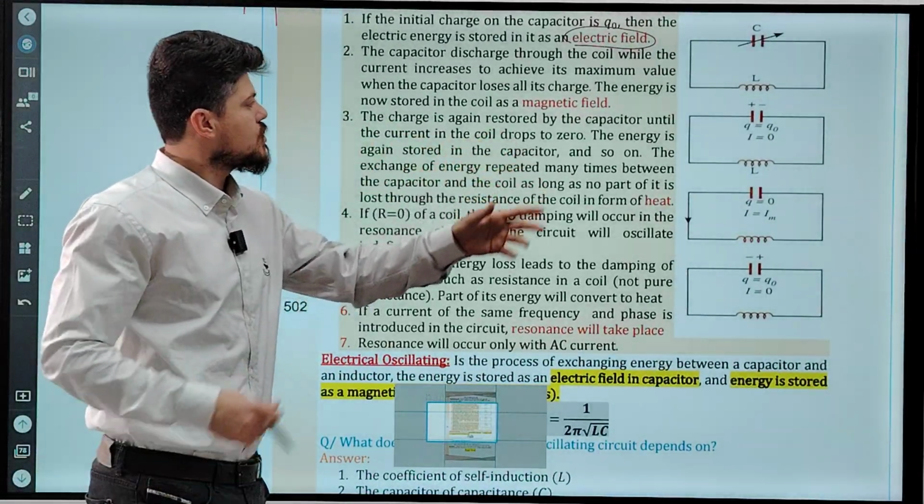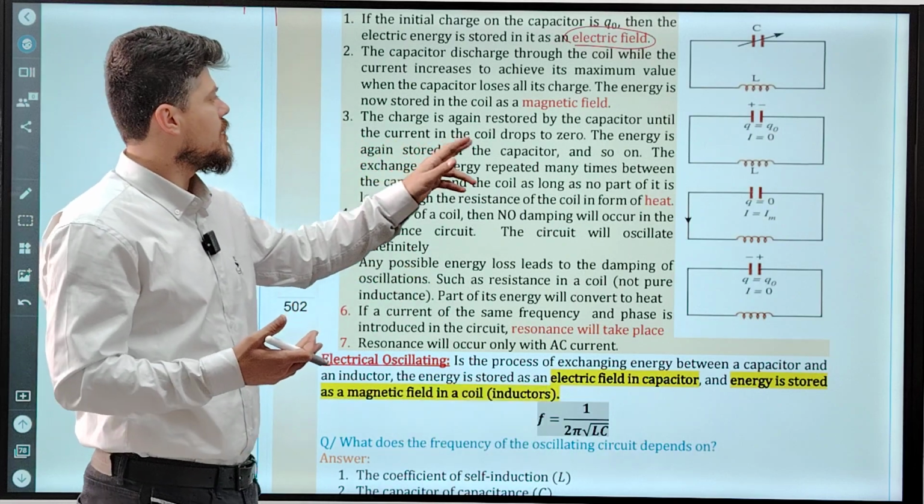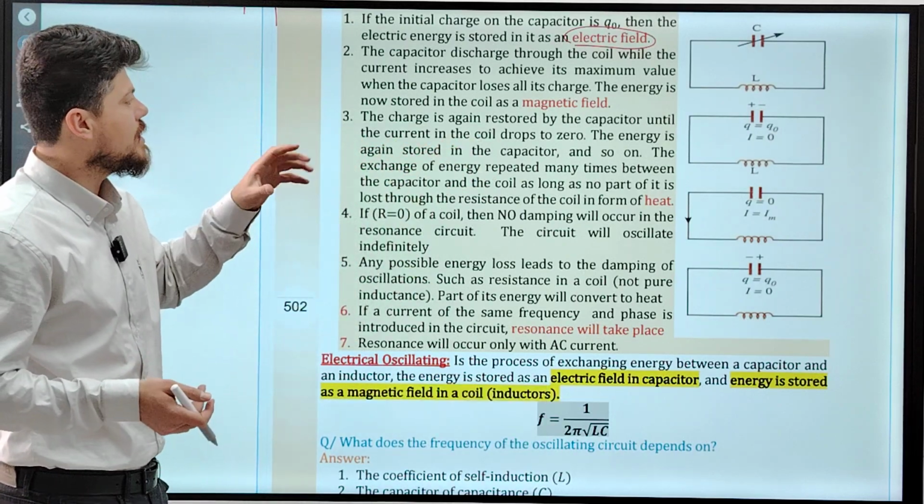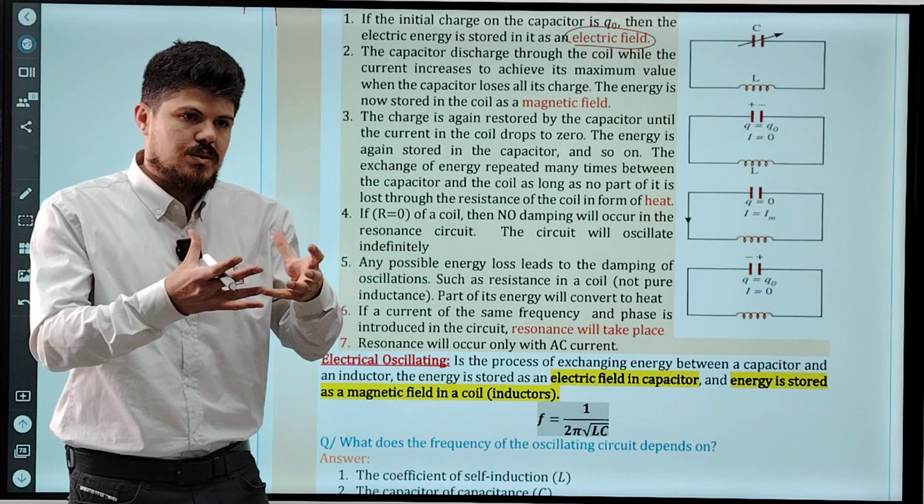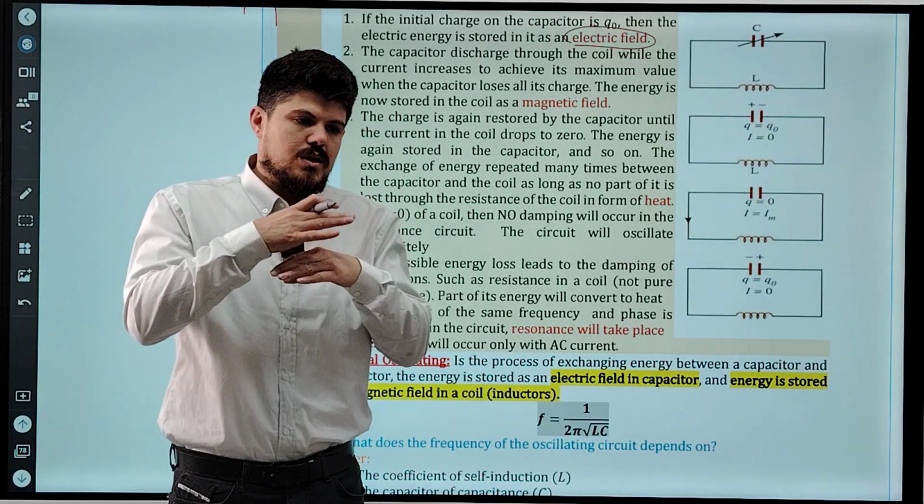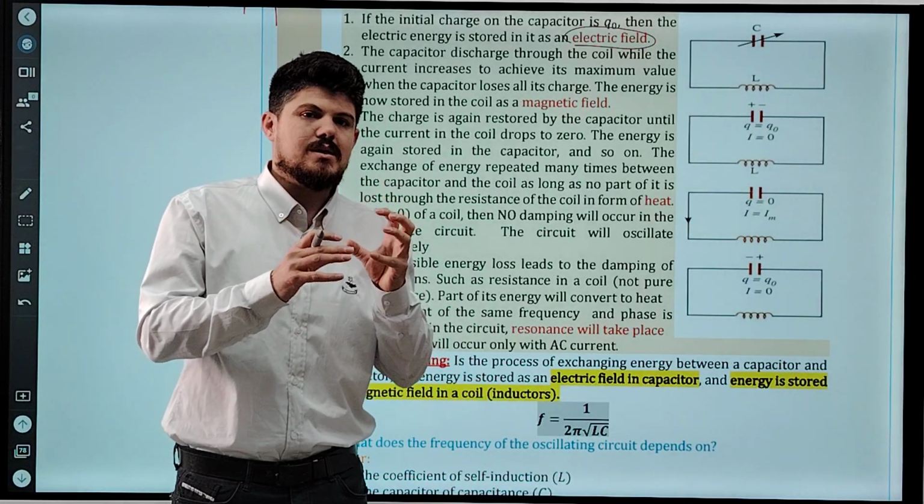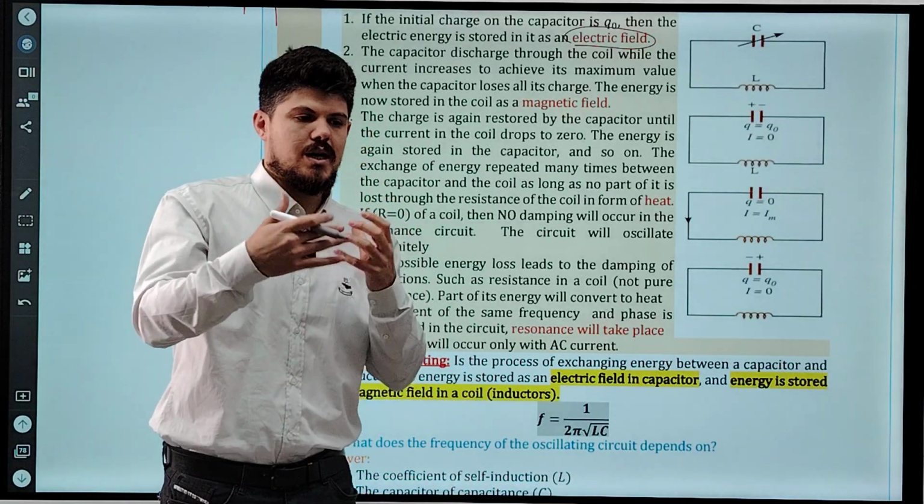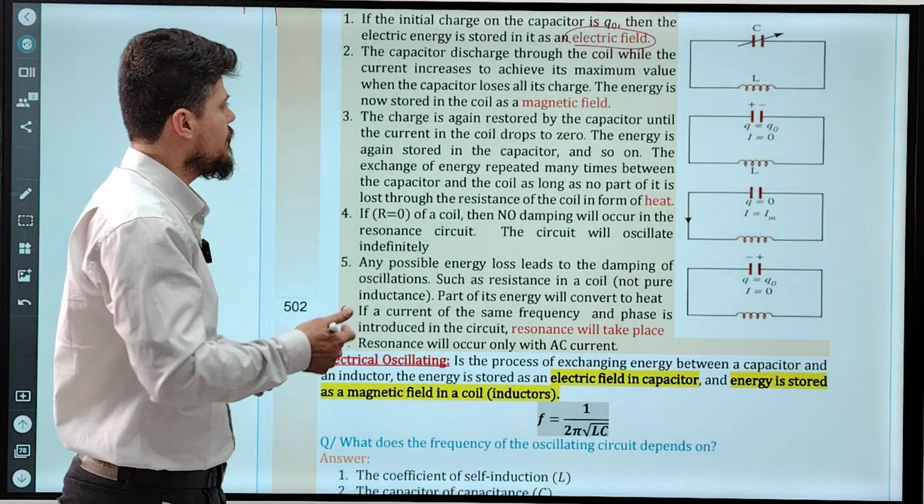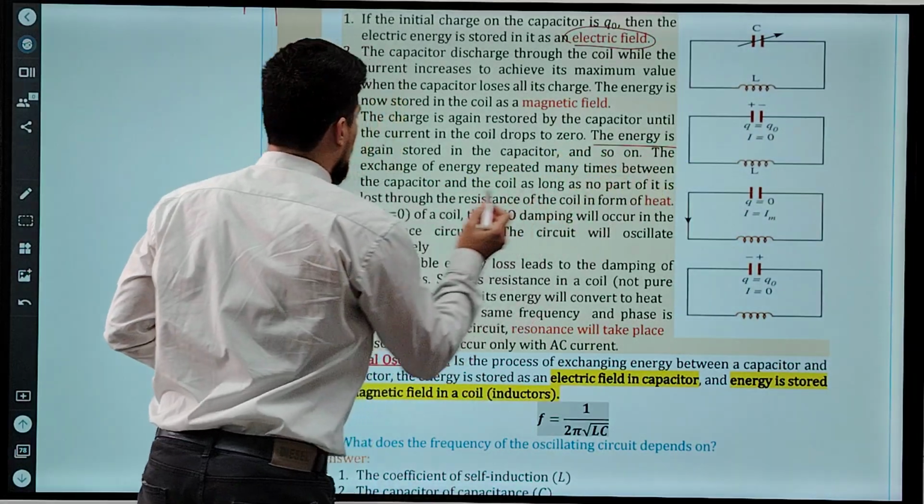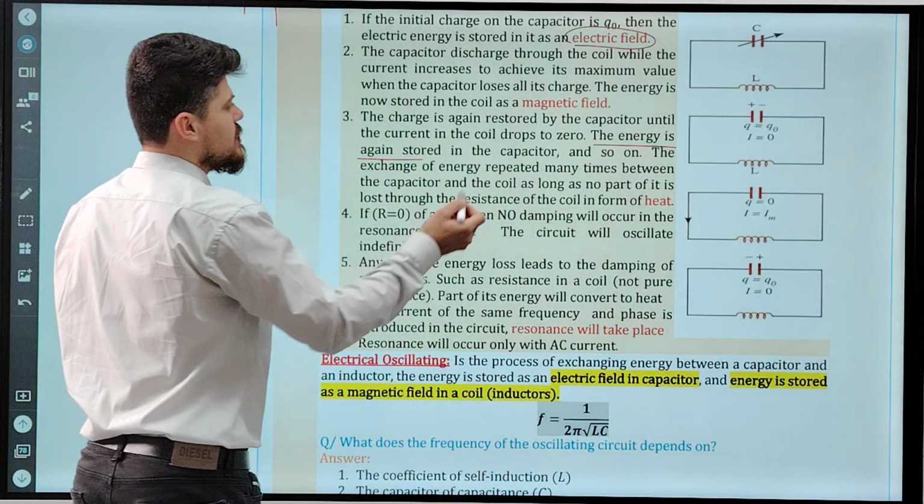So the charge is again restored by the capacitor until the current in the coil drops to 0. So when the capacitor becomes charged, the flow of the current becomes 0. But when the capacitor tries to discharge, the current reaches maximum value. So the energy is again stored in the capacitor and so on.